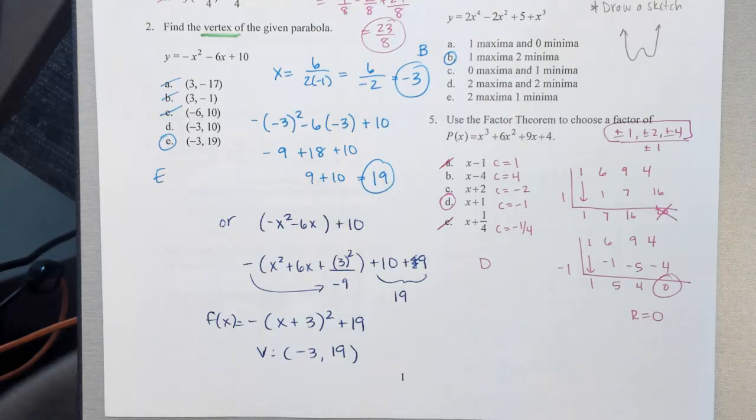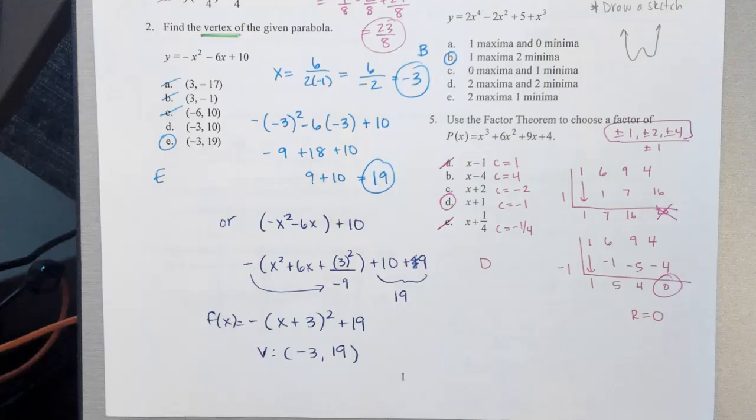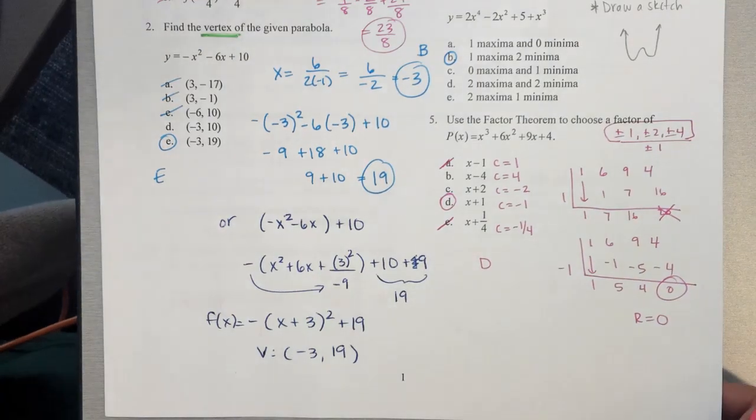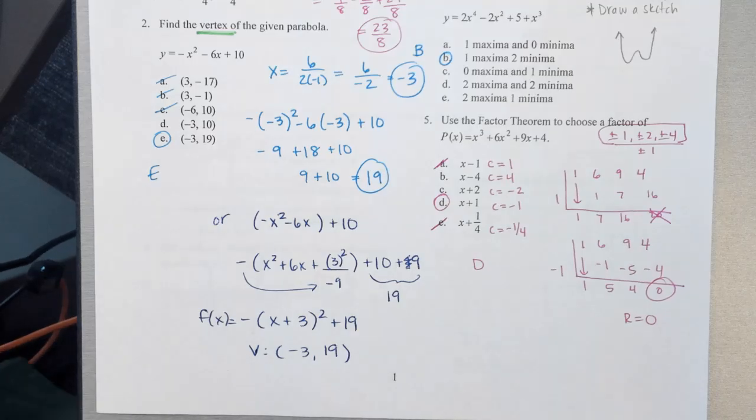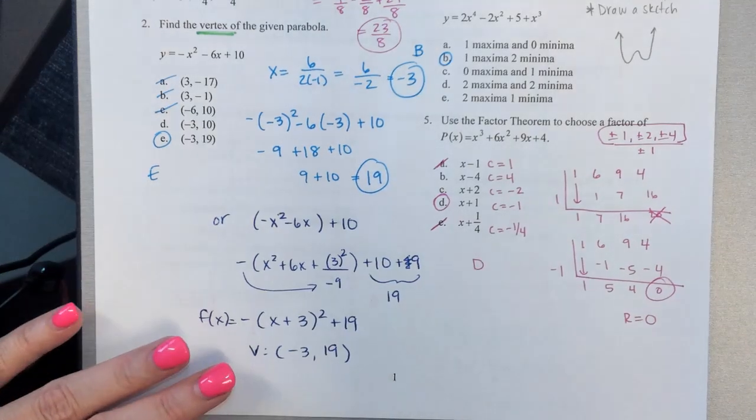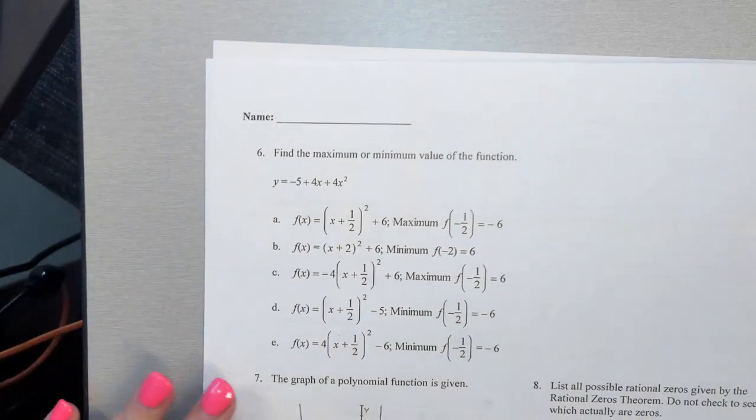Okay, so once I saw the positives were going up, I would try one of these with your synthetic division. Any questions for me on that? Part of it's multiple choice and then part is short answer. Yep, just like this.